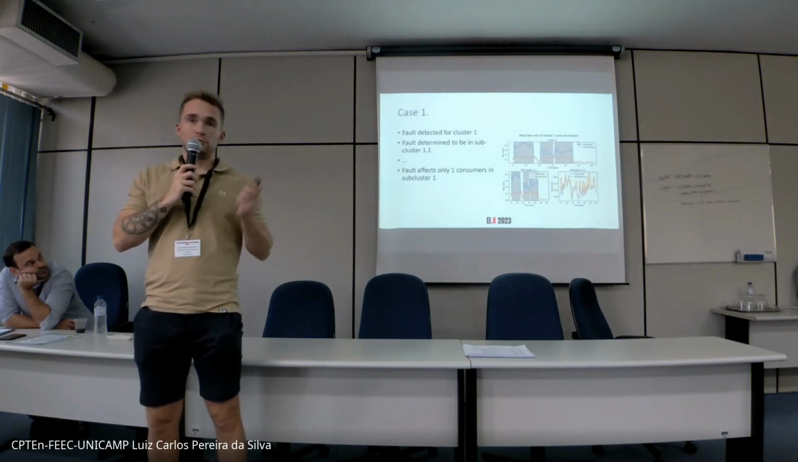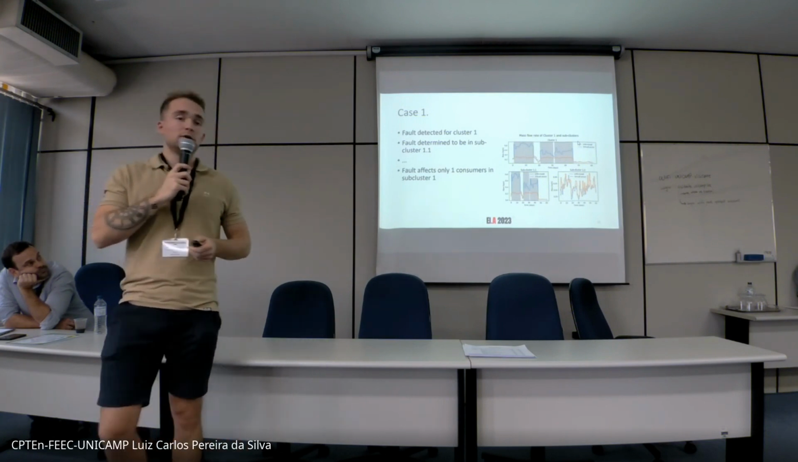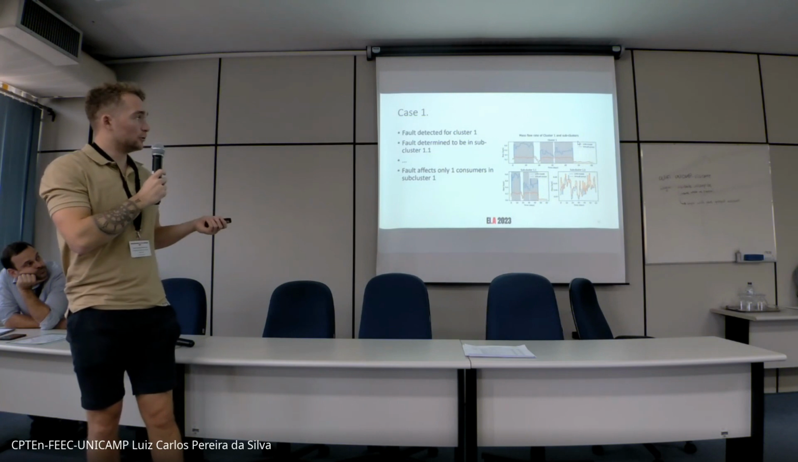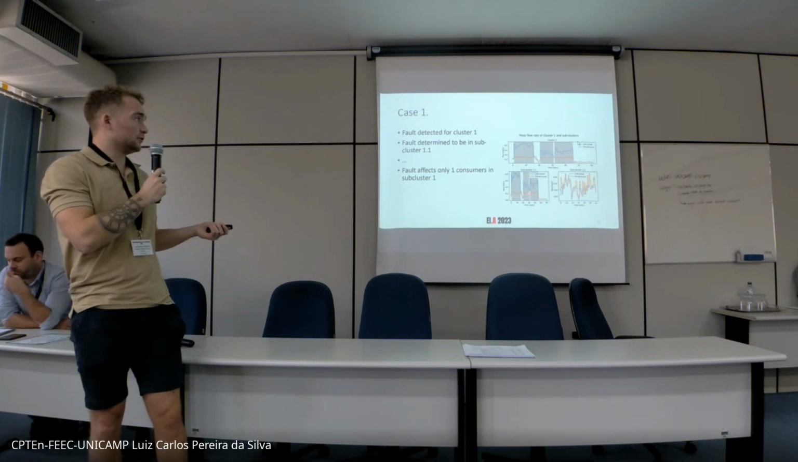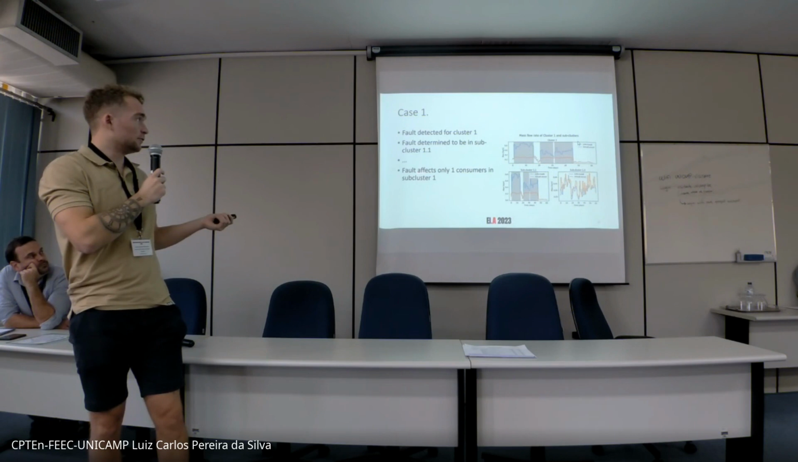Case 1, which was the graph I showed earlier, is where we detect a fault in cluster 1, so we see up here. Then the protocol tells us to look at the subclusters of cluster 1, and we see that subcluster 1.2 is fault-free. We have no significant deviations, but in subcluster 1.1 we have a significant deviation. We can then continue on and find in the end that the fault only affects one consumer in subcluster 1.1.